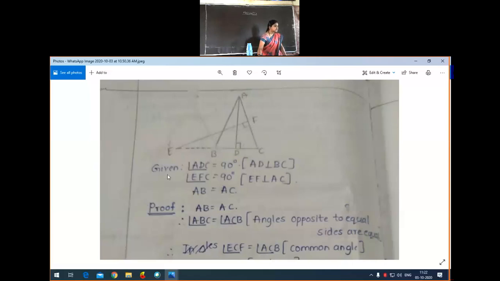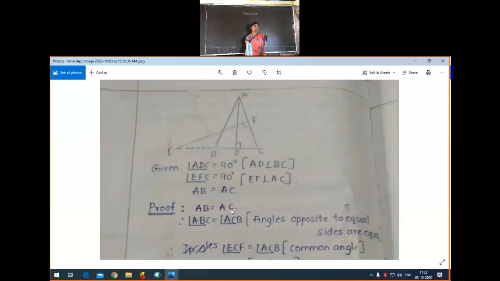Okay. First, write down the given data. What is given? Angle ADC is 90 degrees because AD is perpendicular to BC, and angle EFC is 90 degrees because EF is perpendicular to AC, and one more data, AB is equal to AC, because ABC is an isosceles triangle. This is the given data. We'll begin the problem with the given data of that isosceles triangle, AB equal to AC.